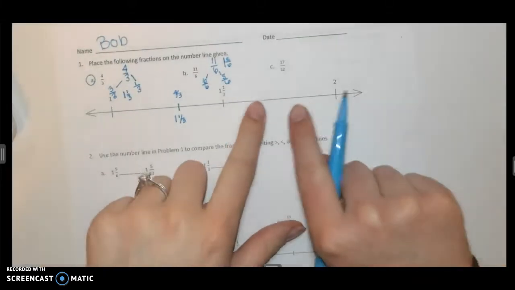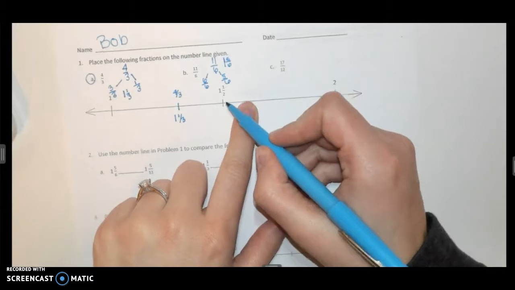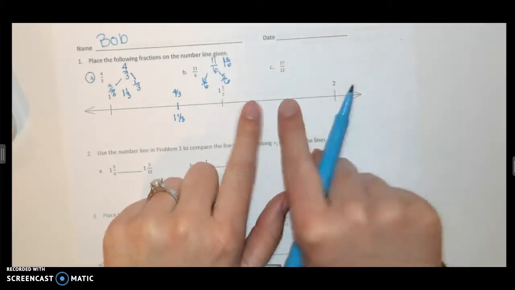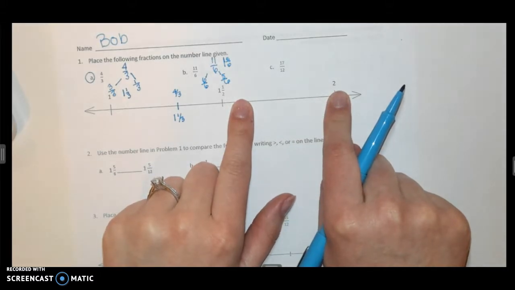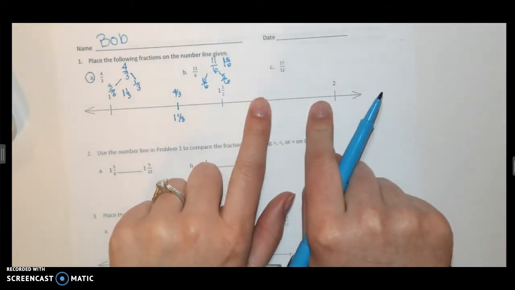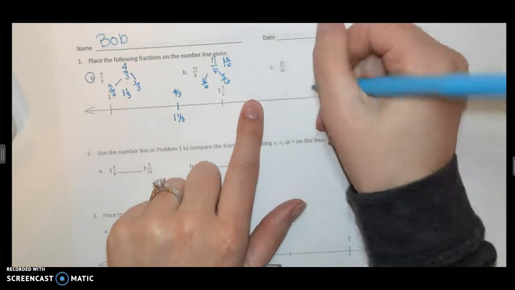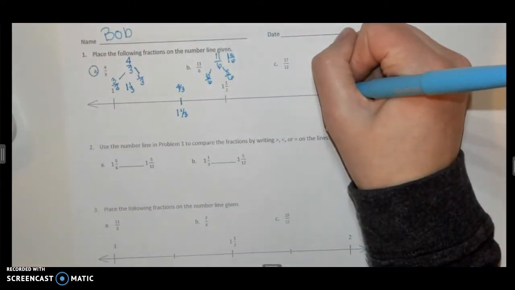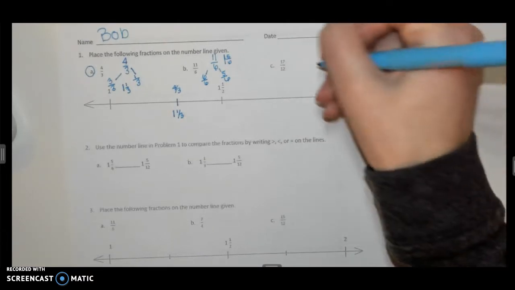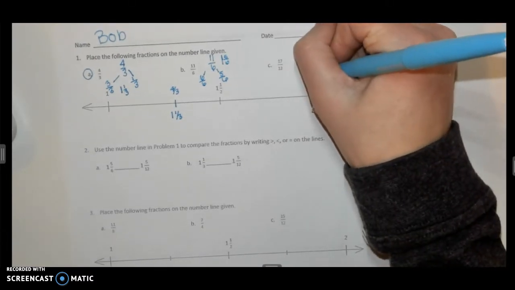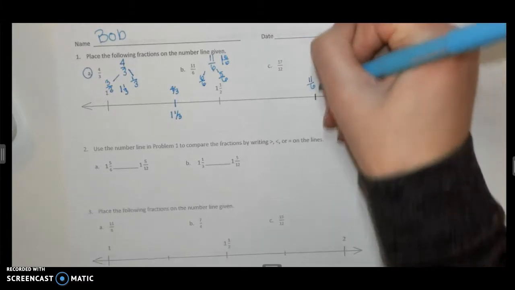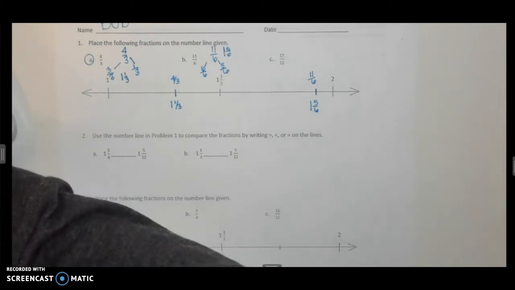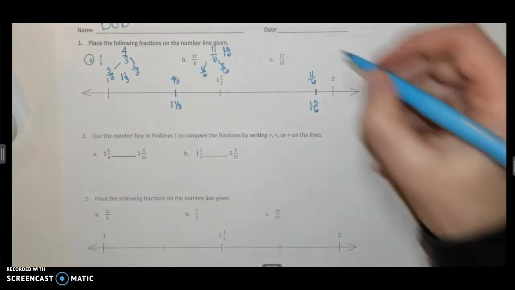So it is more than 1 and 1/2 for sure. So we're going to plot it somewhere in this area. And the way you can do that is split that into sixths and plot it on the 5 out of 6. So it would be closer to the 2. We'll go right about here. And again, I'll write 11/6 on top and 1 and 5/6 on the bottom, just so you know that this is the same point.